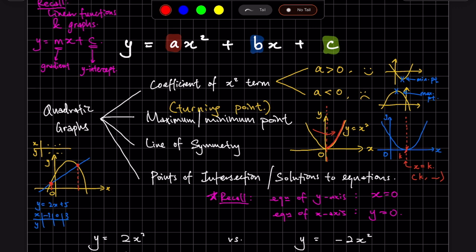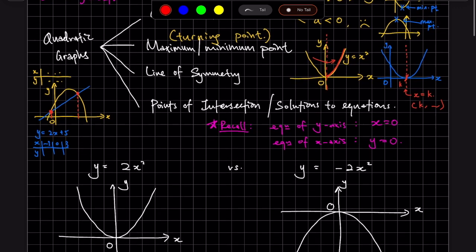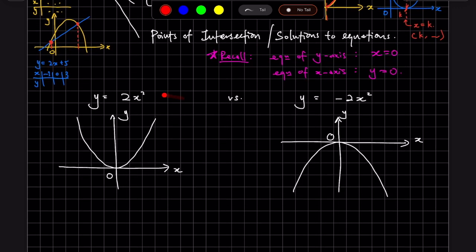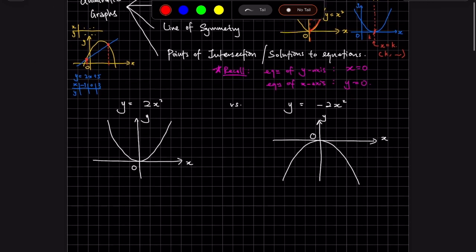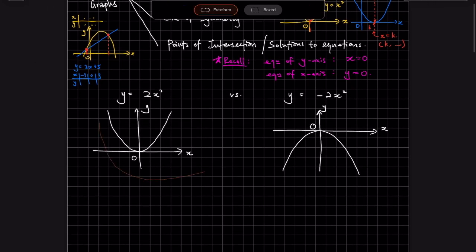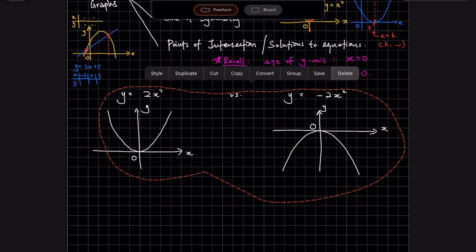Okay, let's move on. I think I drew these two pictures here just to show that positive, negative, then it will be smiley face and sad face. But we've talked about it already, so we're going to move on. Actually, let me just erase this so that it's not so confusing, and we don't really need it anymore.